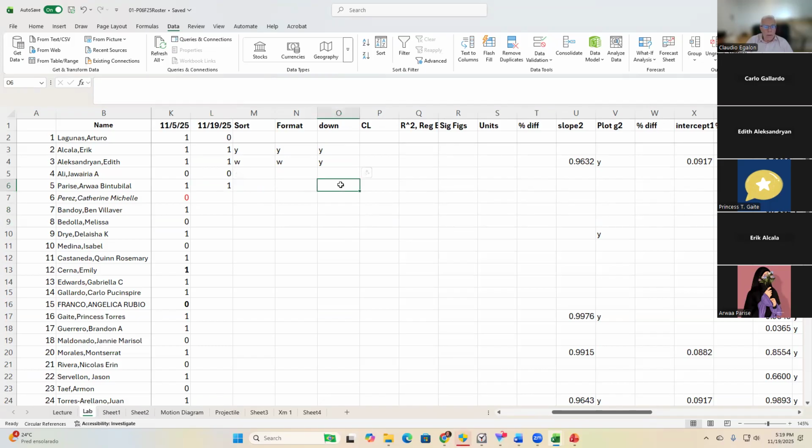Okay, I downloaded it. Okay, did you format as well? No. What about sort? Did you sort the values as well? Not yet. Okay, you're working on that. That's good. Catherine Perez. I don't see Catherine here.